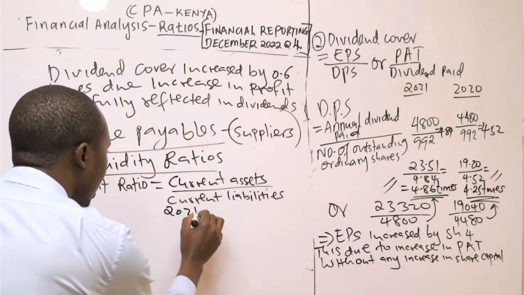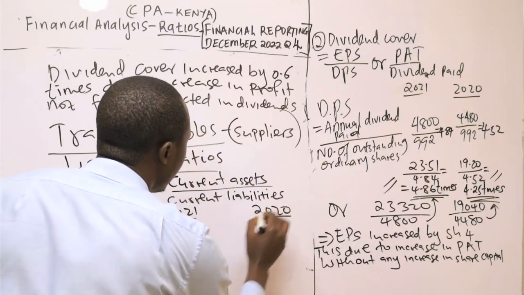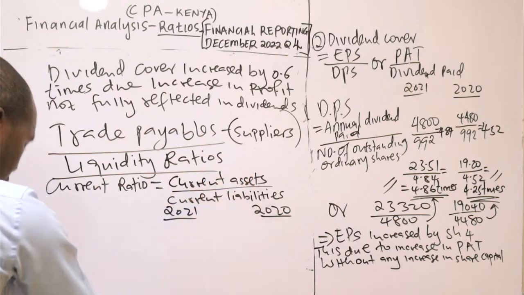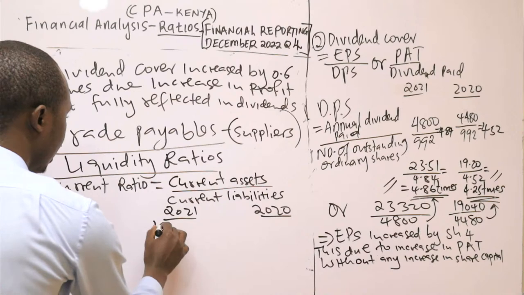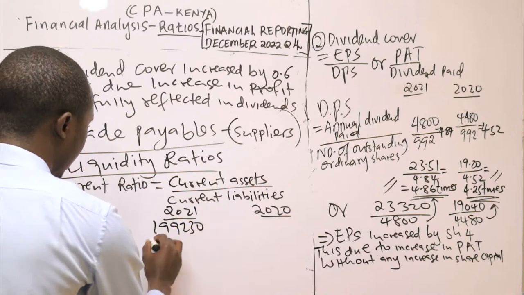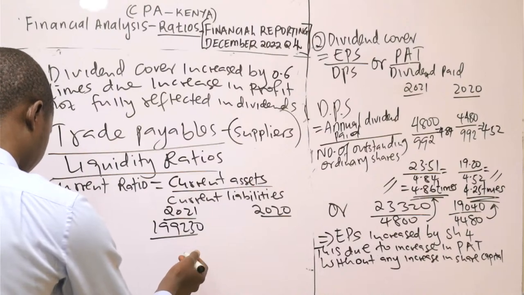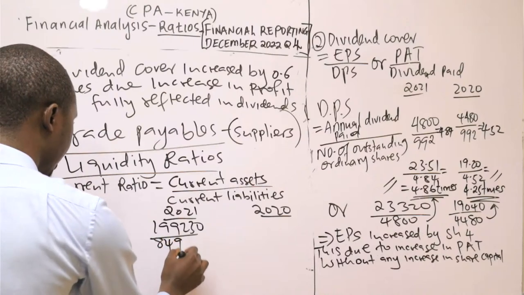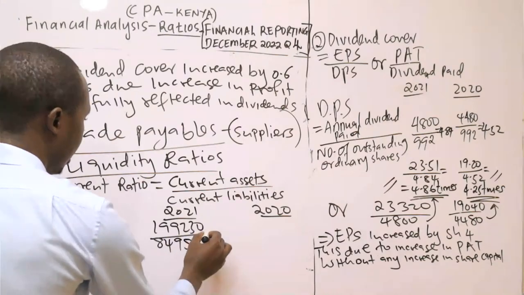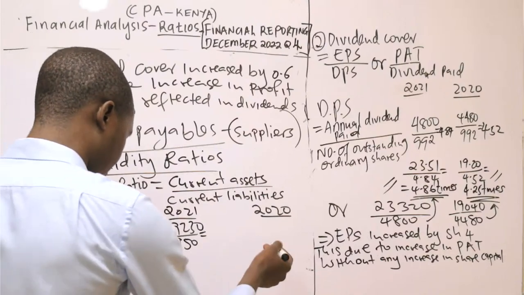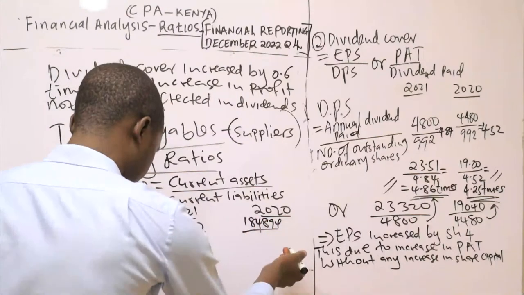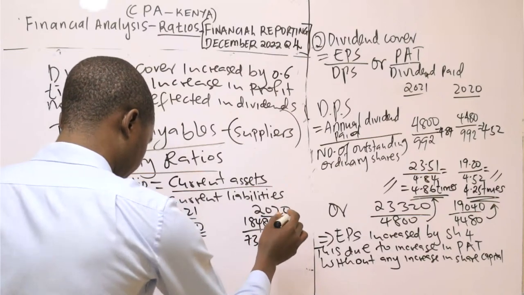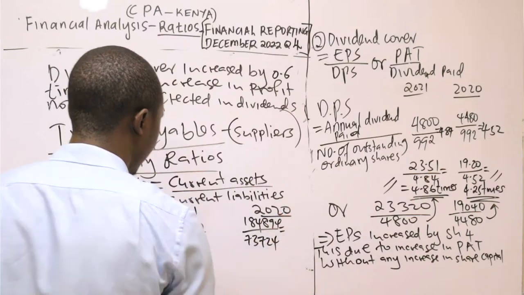So let's talk about 2021 and 2020. Very simple. Current assets you have from the statement of financial position. From my question, my total current assets is 199,230. You divide with the current liabilities, which I can see from the statement of financial position is 84,950. Then for 2020, the current assets are 184,894. You divide with current liabilities, 73,724. So that is the first answer.